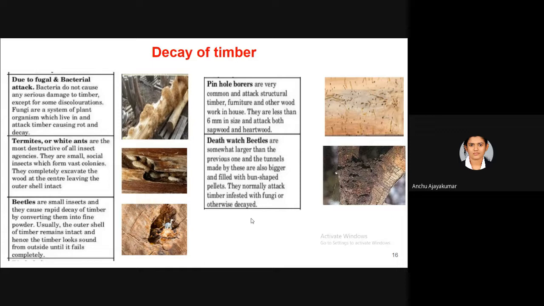Next is another insect called beetles. It's a small insect which causes rapid decay within one or two days, with our wood getting damaged. This is observed, we can see, on our desks or benches.